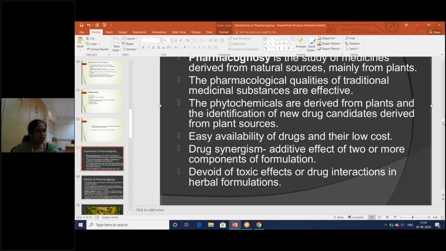So that is one. Devoid of toxic effects. You cannot say devoid of, you can say lesser side effects. Whereas when you take any synthetic drug, there will definitely be toxic effects or side effects. But you can see here, the toxic effects or drug interactions in herbal formulations are very less. So next one is history of pharmacognosy. We'll start in the next class.